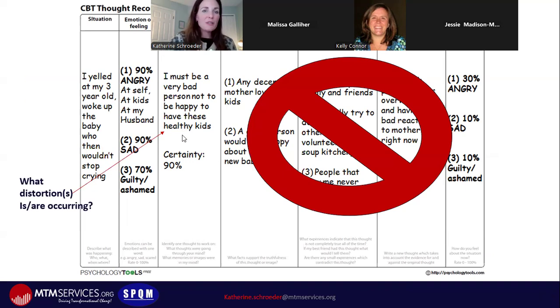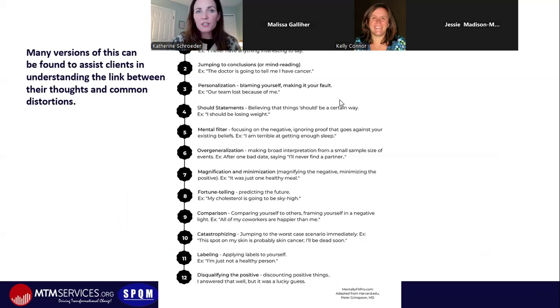And if somebody's saying, I must be a very bad person not to be happy to have these healthy kids, right? They felt really strongly about it. Maybe this is the version of cognitive distortions that I gave to them. And we've already identified they have certain things that they are really major at with their cognitive distortions, the ones that are big for them. And so they might go, oof, wow, that was a big mental filter that I was doing. I'm only focusing on the times when I have not done what I think a good parent would do, or I'm labeling myself, right? So they're going to start writing those things out.